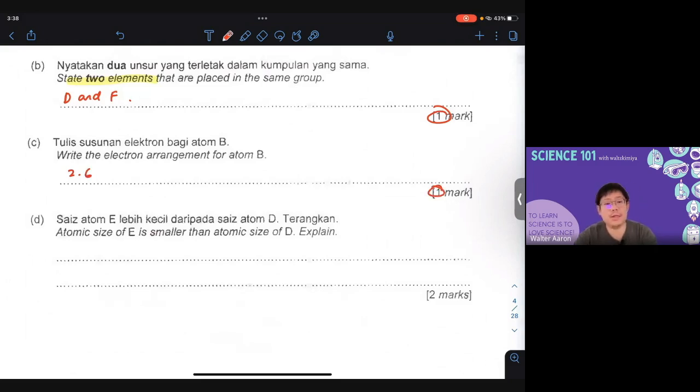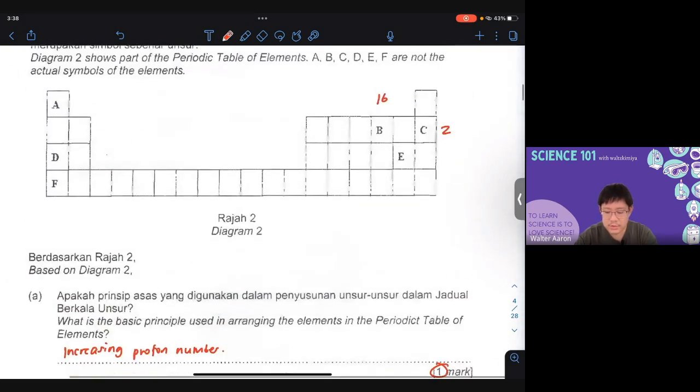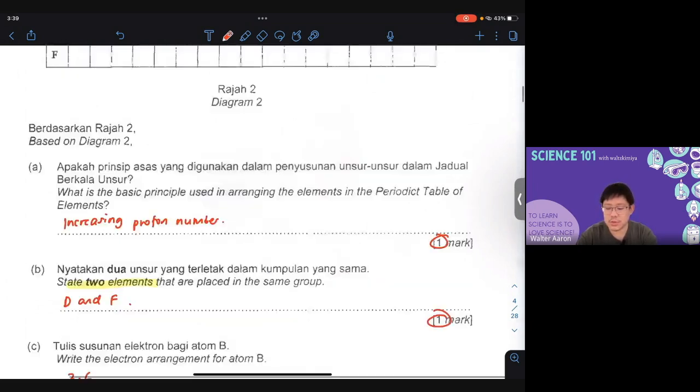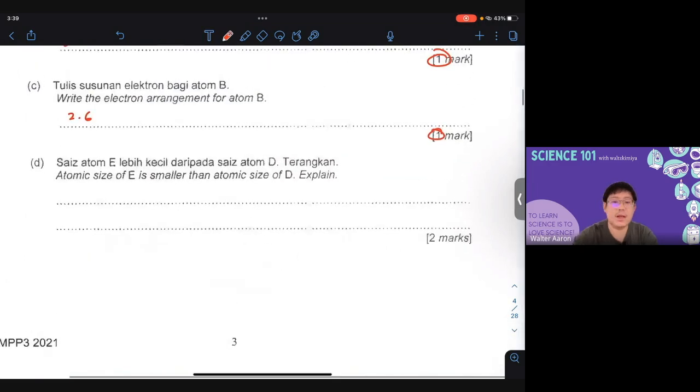So you get 1 mark from here. For D, atomic size of E is smaller than atomic size of D. Explain why. So the size of E is smaller than D. It has something to do with the attractive forces between the nucleus of the atom and the electrons. Going from left to right, the atomic size reduces because more and more protons are inside the nucleus, but the electrons are added to the same shell. So the size becomes smaller because there's a stronger attractive force between the nucleus and the electrons.